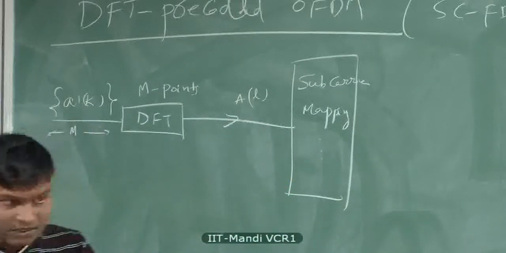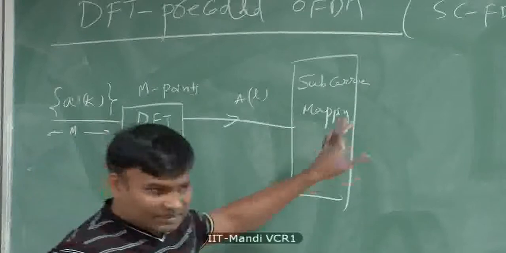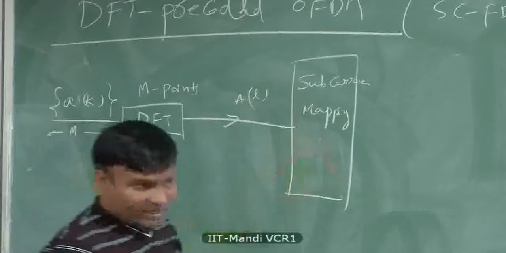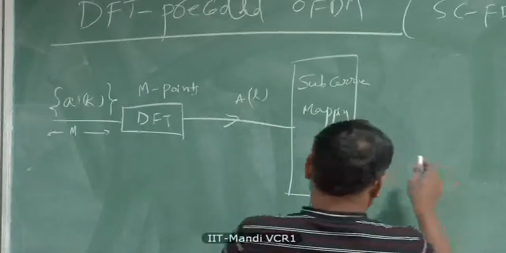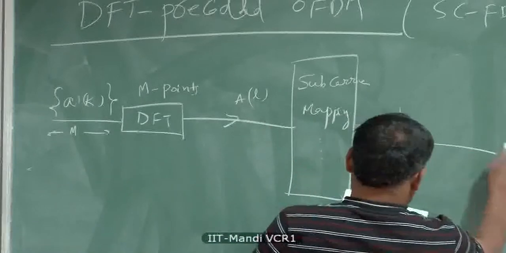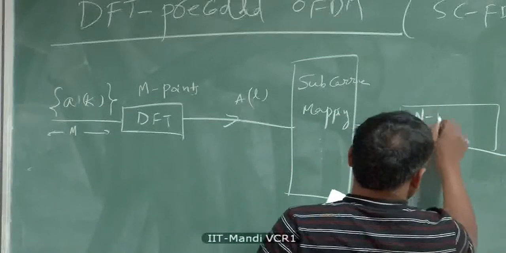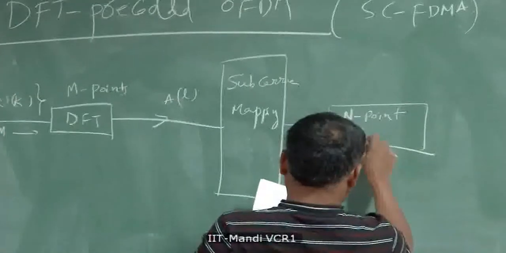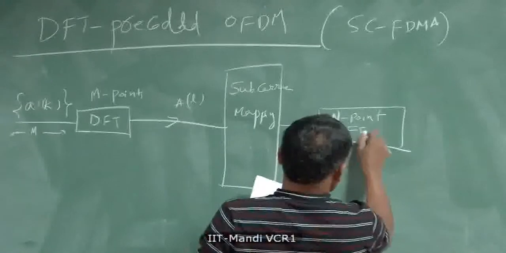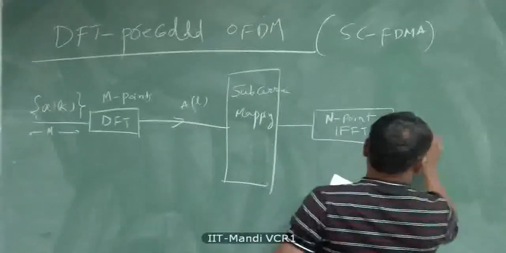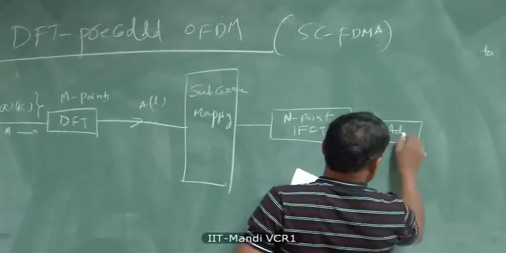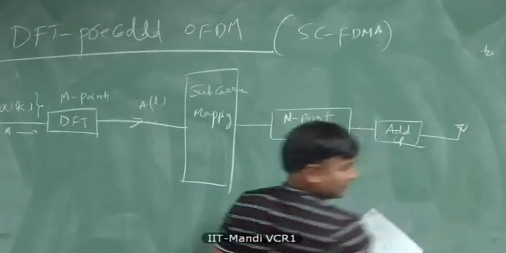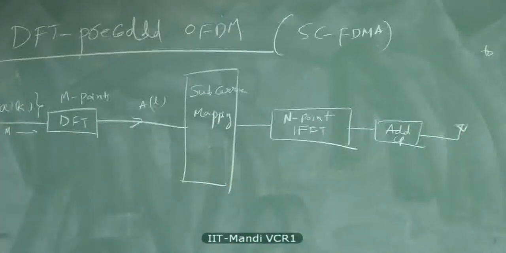Okay, we map it onto some subcarriers. We'll see what this mapping is. It's not a big deal. If M equal to N, then there is not much mapping involved here. And then we take an N-point IFFT, add CP, and then transmit. See, it's essentially like OFDM.